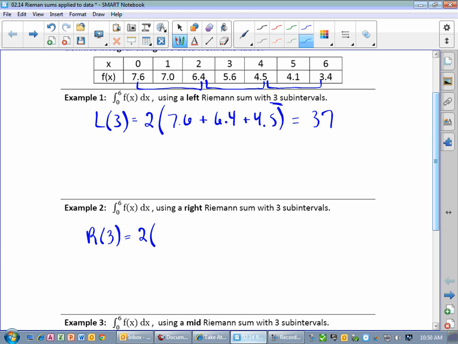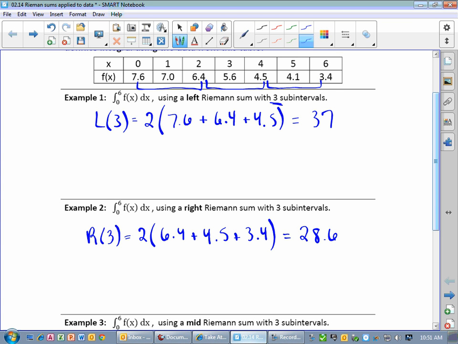This time we start with 6.4. We'll use 4.5. And then our last one is 3.4. So we add all these up, we get 10.9 plus 3.4, so that's 14.3, double it, so we get 28.6.